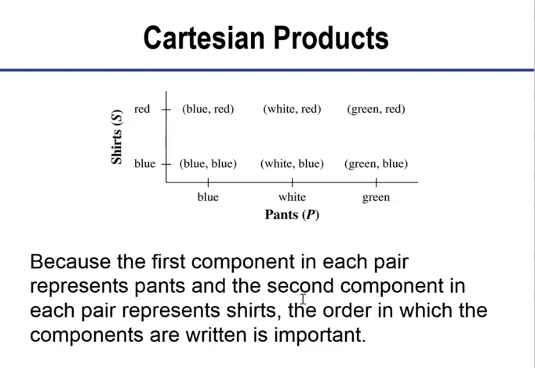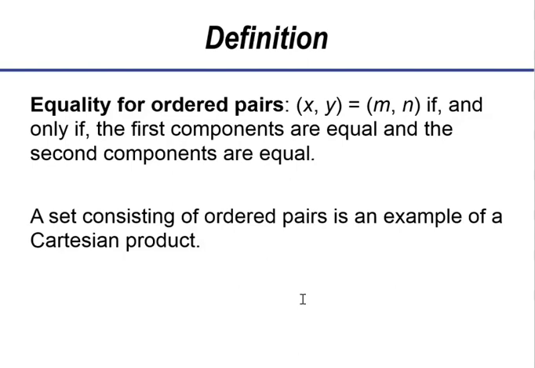It's definitely important. That brings us to a definition. Equality for ordered pairs. Okay, (X, Y) is equal to (M, N). Now, you might recognize this notation when you plot points in a rectangular coordinate system. Those are ordered pairs also. You don't have to be just talking about a rectangular coordinate system, but those are definitely ordered pairs. But this goes on to say, if and only if, remember that's a biconditional, you read that both directions, the first components are equal and the second components are equal. In other words, X and M have to match and Y and N have to match.